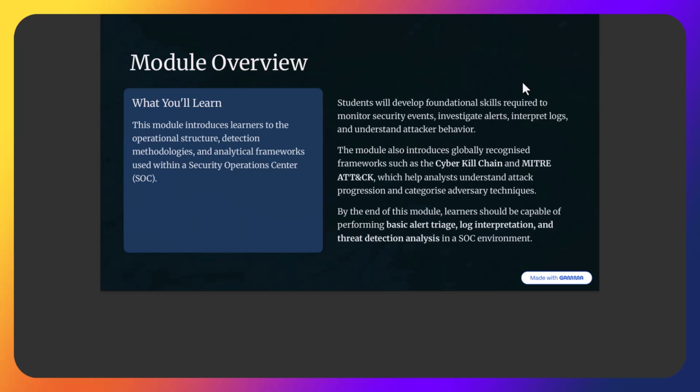This module also introduces globally recognized cybersecurity frameworks such as the cyber kill chain. Now, the cyber kill chain is a framework used to understand the different stages of a cyber attack, from the initial reconnaissance stage to the final stage where attackers achieve their objective.